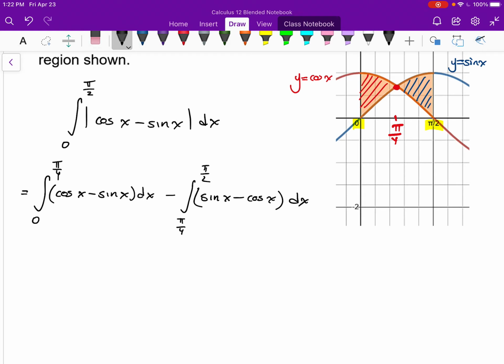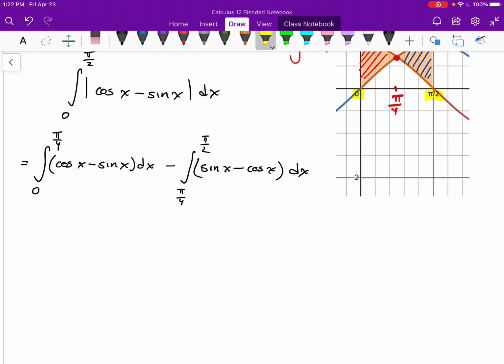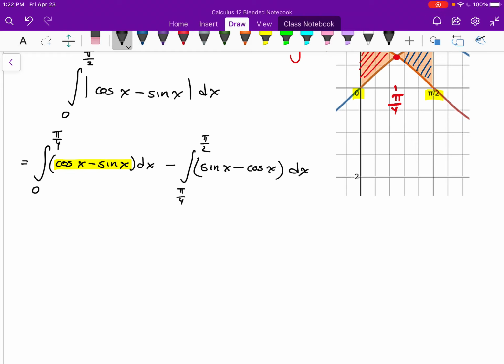All right, so now looking at each of these, while I got a couple of integrals here, the good thing is that to integrate them or to find the antiderivatives is quite straightforward because it's just matters of sine and cosine. So if I look at this integral right here, I can see the antiderivative of cos x minus sine x is sine x plus cos x. That's the antiderivative of that. And so I want to evaluate that integral from pi over 4 to 0.